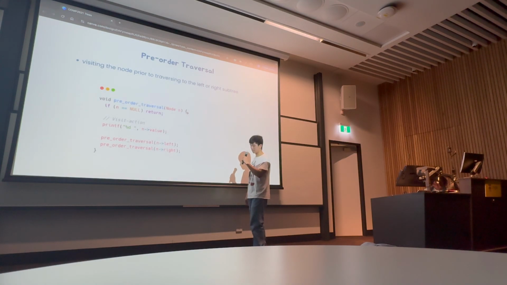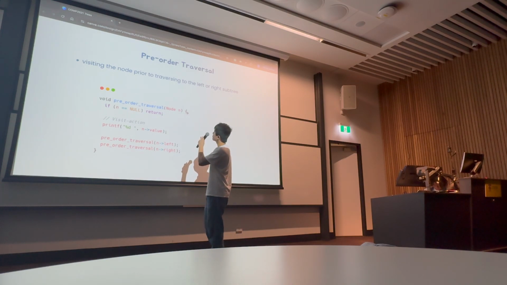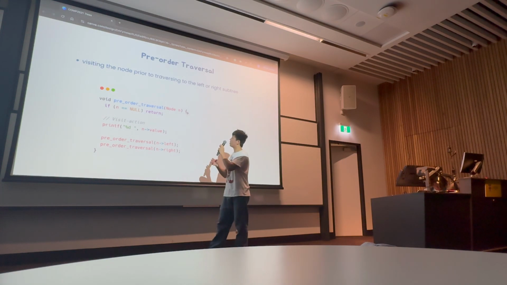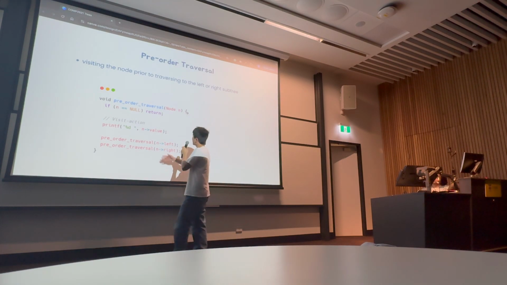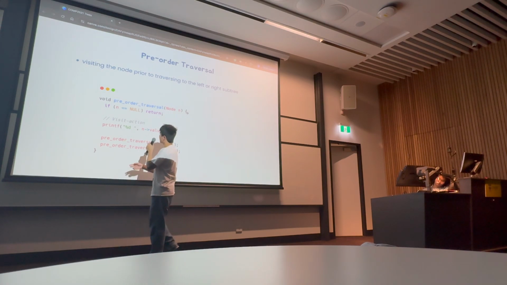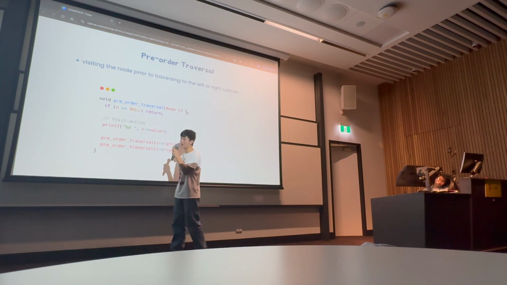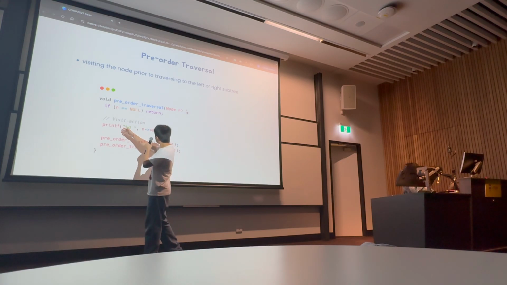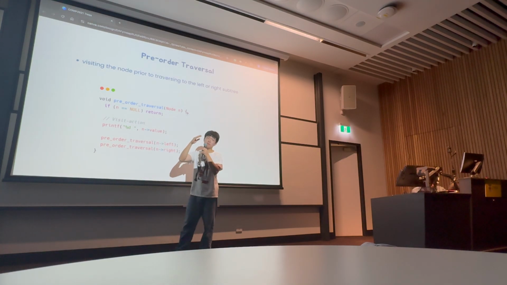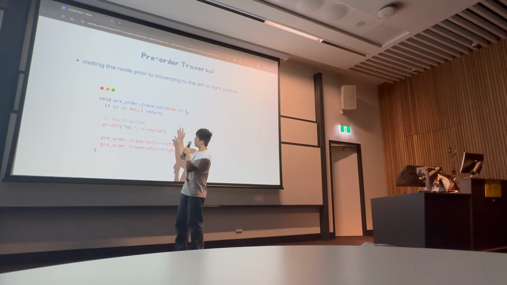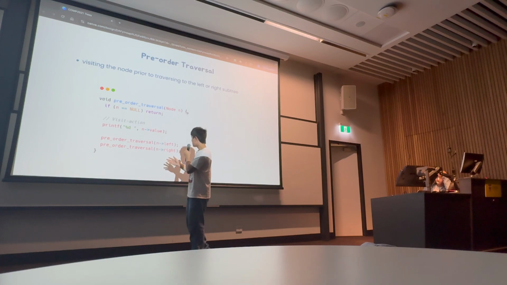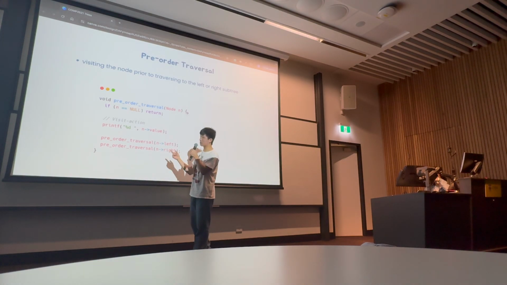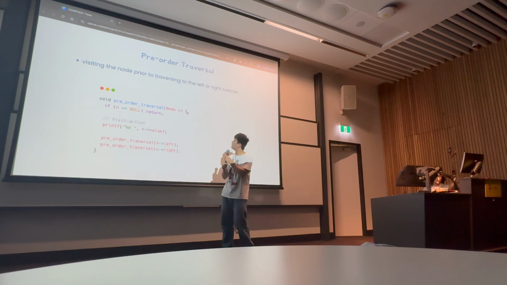Let's start with pre-order traversal then. As the name suggests, pre-order traversal consists of visiting the node prior to traversing the left or right subtree. If we look at the code here, printing the node basically just means visiting the node. So we print the value of the node before we recursively call the traversal operation on the left node and the right node. The order that this produces will be shown on the next slide.